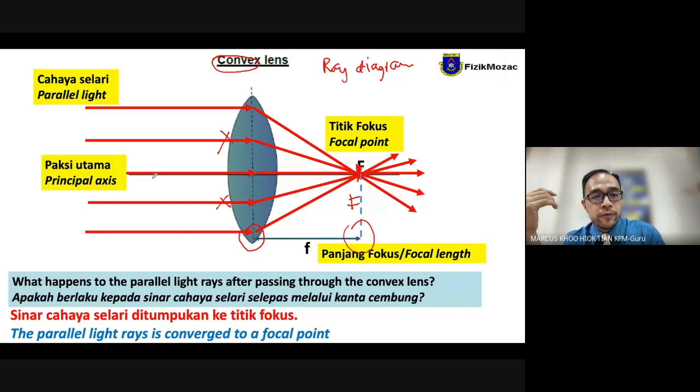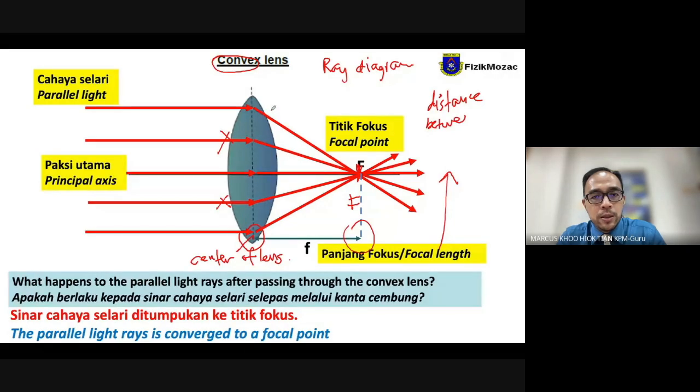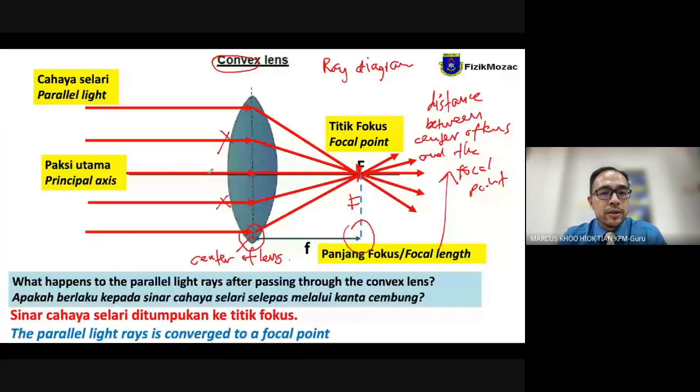I'm going to call this line over here the center of the lens, so that you know. The center of the lens. So to say, the definition of the focal length is the distance between the center of lens and the focal point. This is by definition. This distance from the center of lens to the focal point is what we call the focal length.